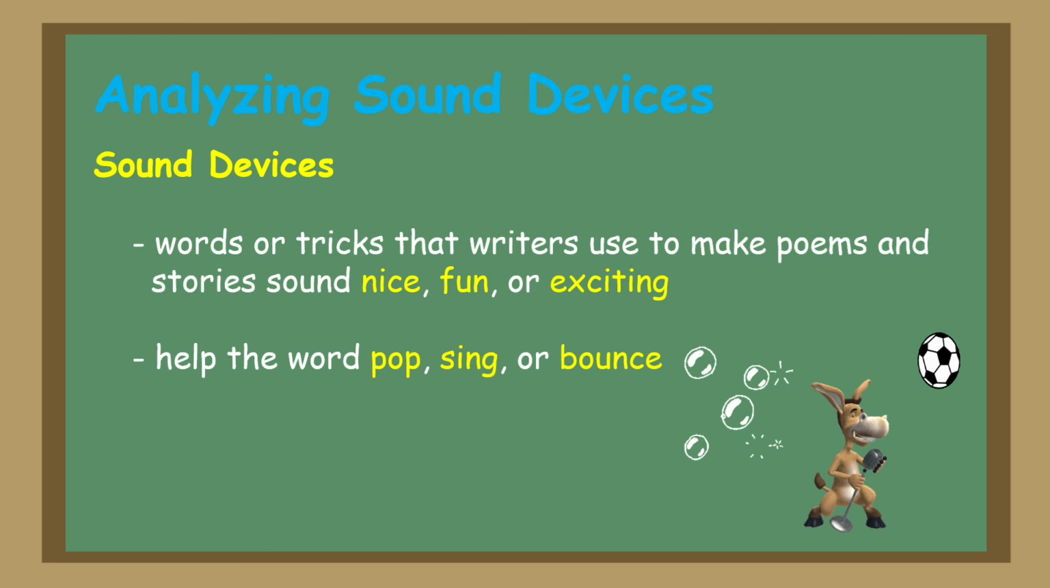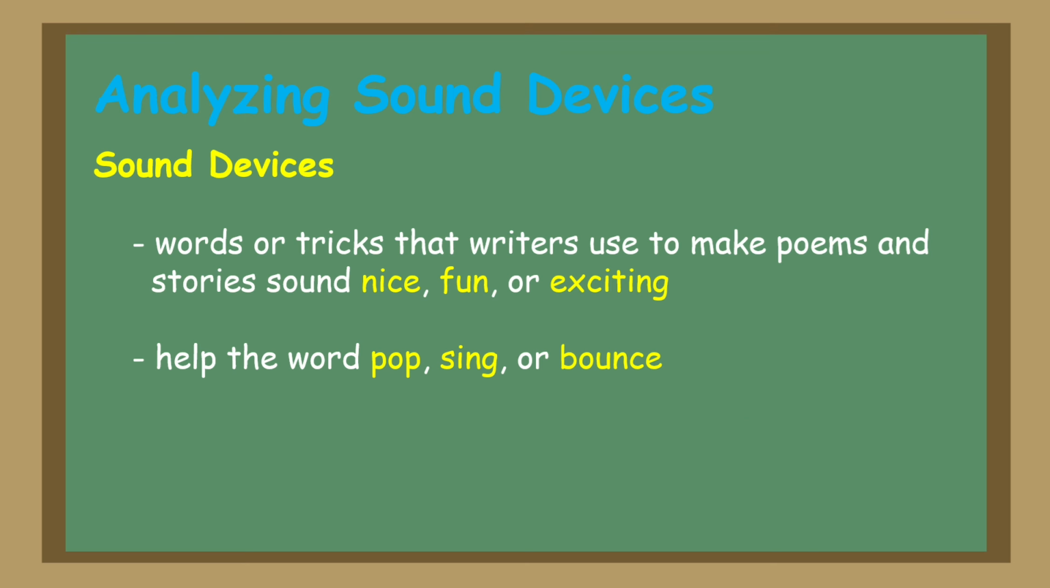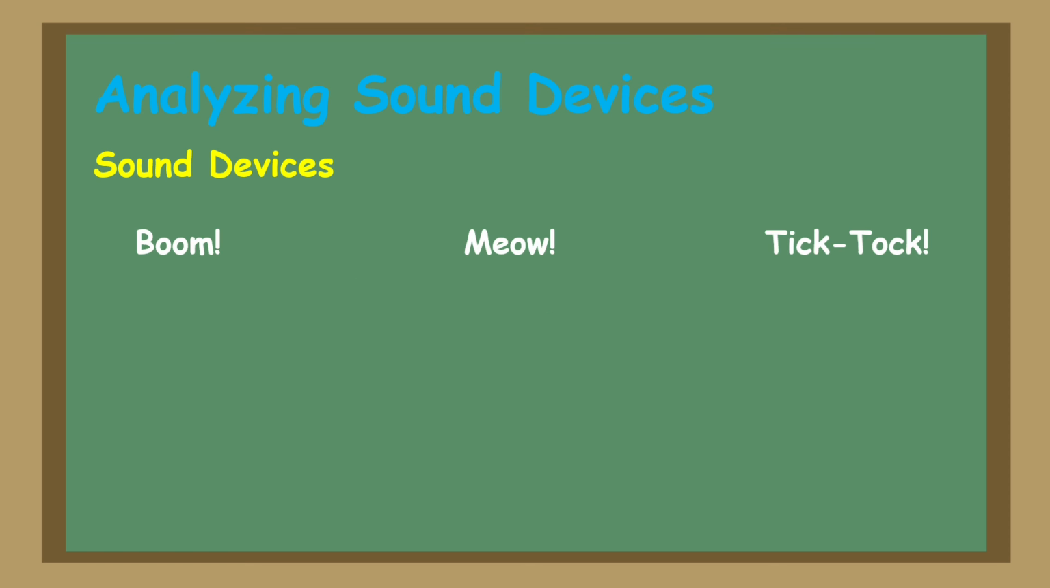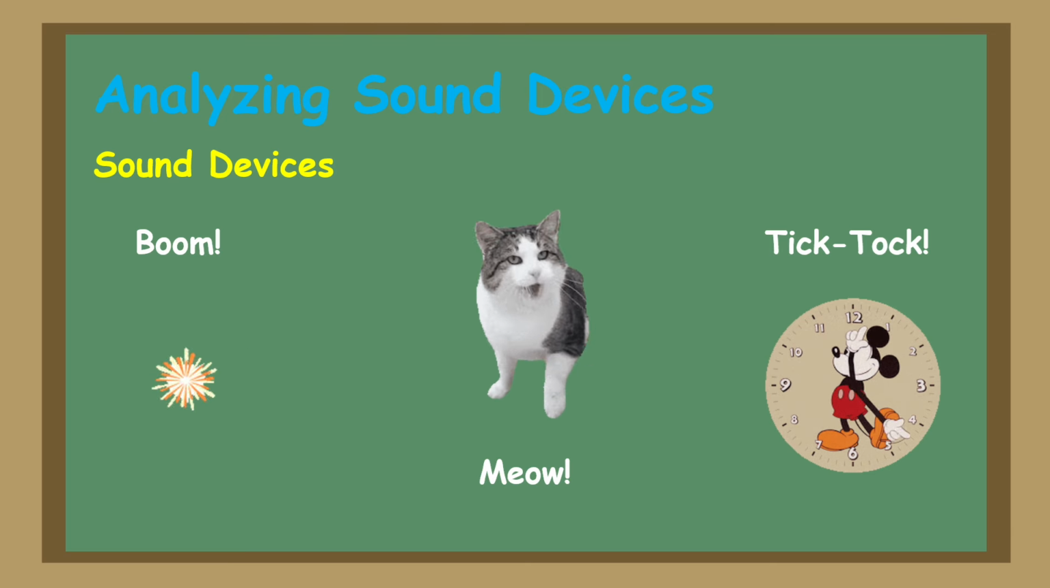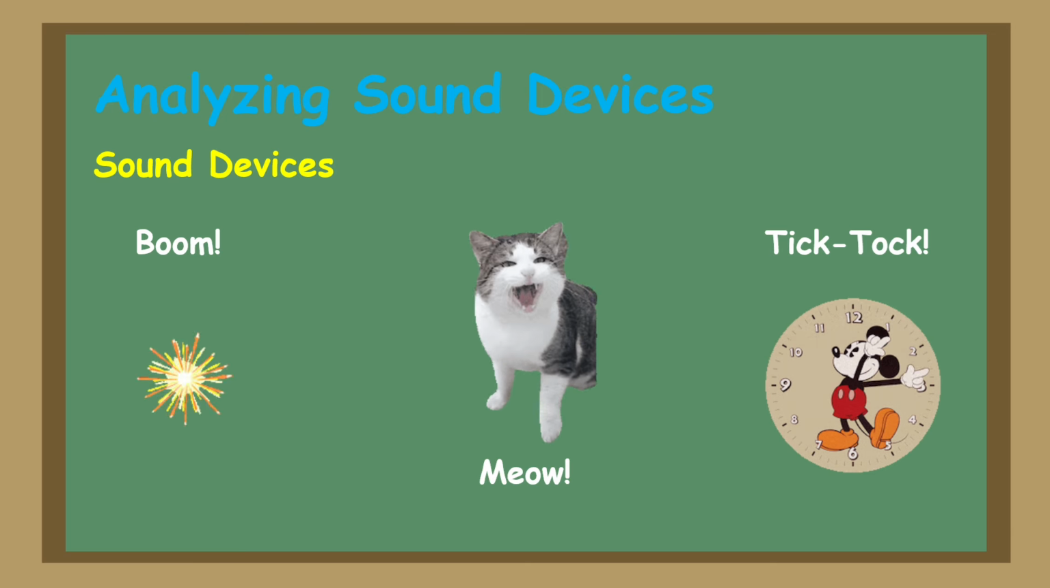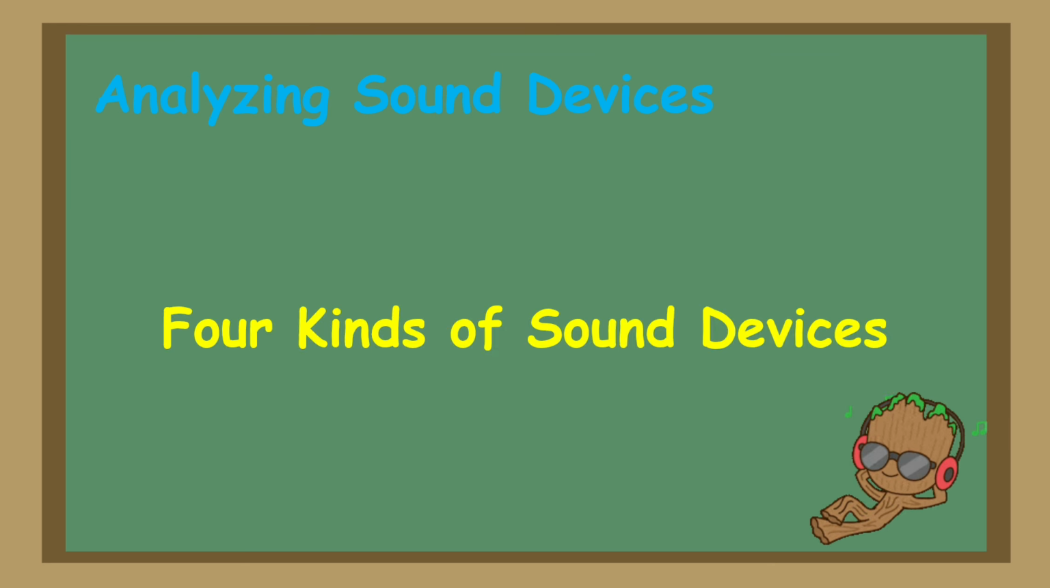O sa Tagalog, ito yung mga salita ay parang kumakanta o tumutugtog sa iyong isip. Look at the following words. Can you imagine what these sound like? Galing! These are sound devices. Again, mga salita na parang may tunog or rhythm. Now let us learn the 4 cool kinds of sound devices one by one.